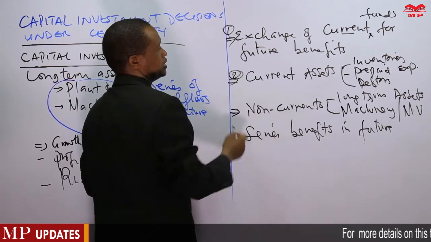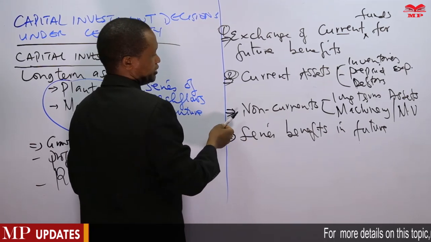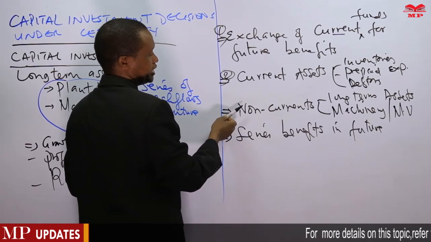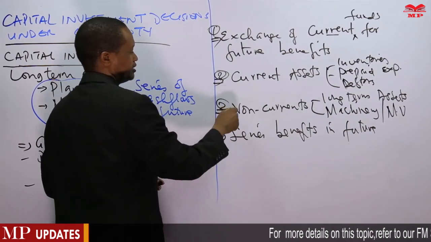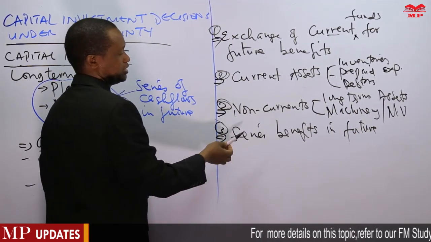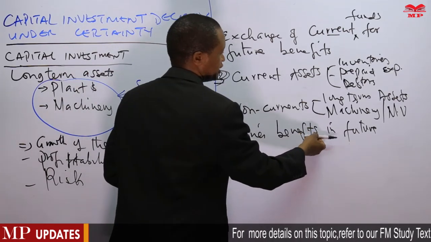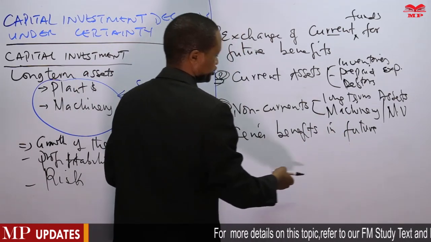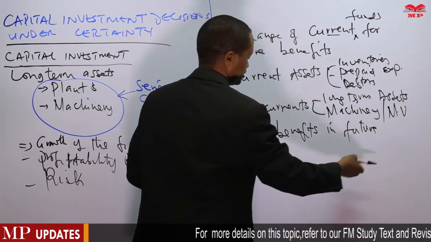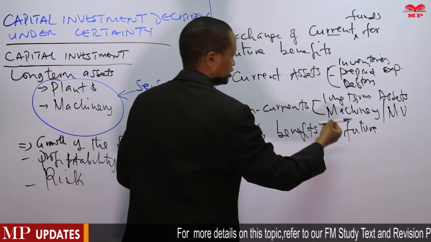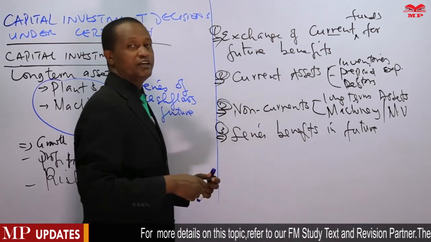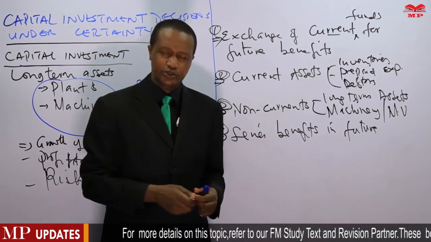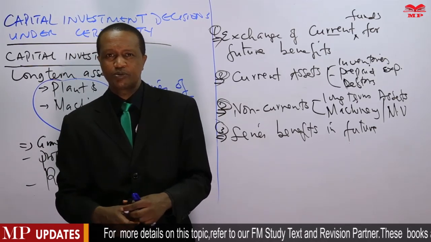Number two, it involves the investment in long-term assets. Then number three, we've talked about having a series of benefits in future or series of cash flows in future. After investing in long-term projects, you are expected to have a series of benefits in future. So with that, we come to a close to our first lesson in capital budgeting.